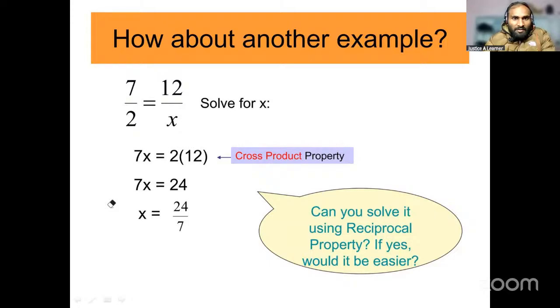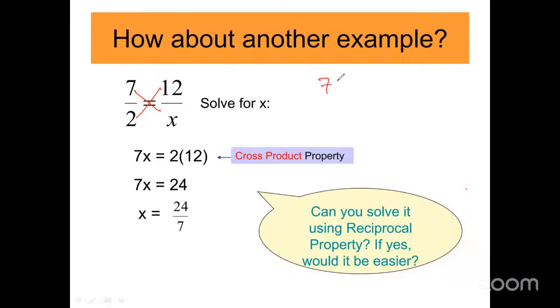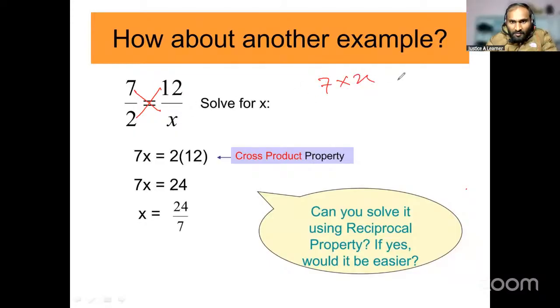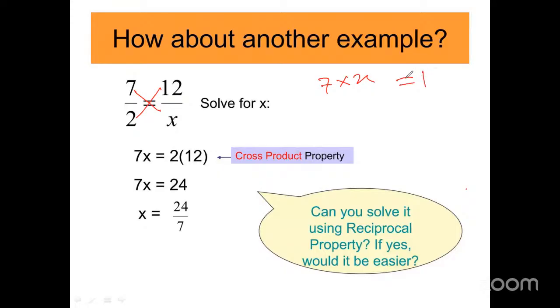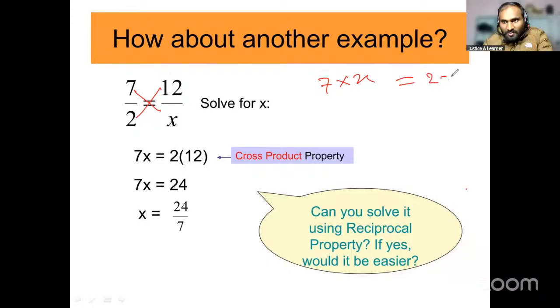So what we have done in the previous example, we will follow the same method. Firstly, we'll be doing cross multiplication. That's what we already understood, right? So 2 times 12 is equivalent to 7 times x. Yes, 7 times x is equivalent to 2 times 12, right? So I can write it as 7x, right?